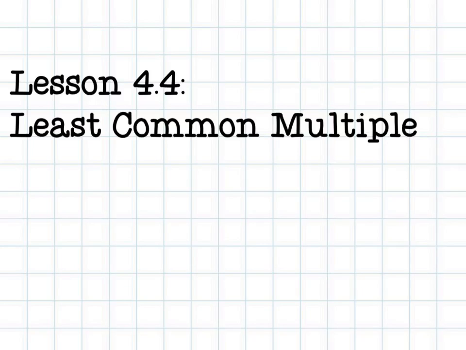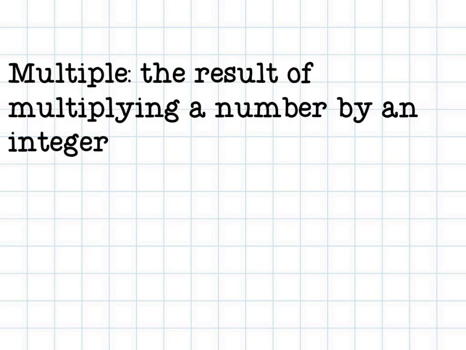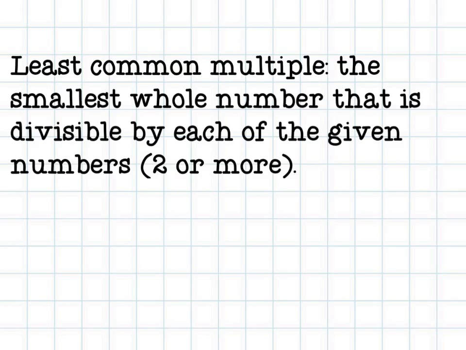Today's lesson is 4.4, least common multiple, also known as the LCM. A multiple is found by the result of multiplying a number by an integer. For example, if we were asking you for the multiples of 3, it would be 3, 6, 9, 12. We got those numbers by doing 3 times 1 is 3, 3 times 2 is 6, 3 times 3 is 9, 3 times 4 is 12, etc. It will work with your times tables, and that's how you can tell that they're multiples.